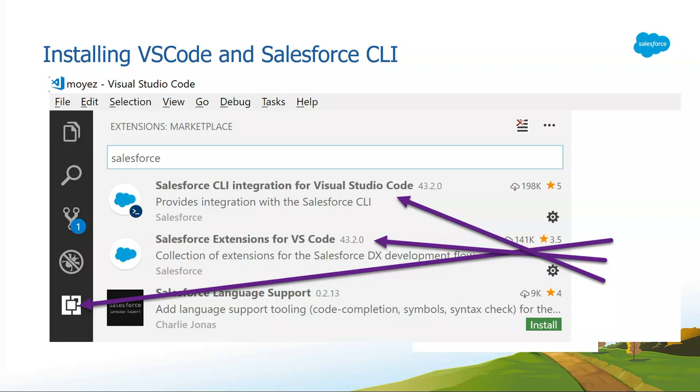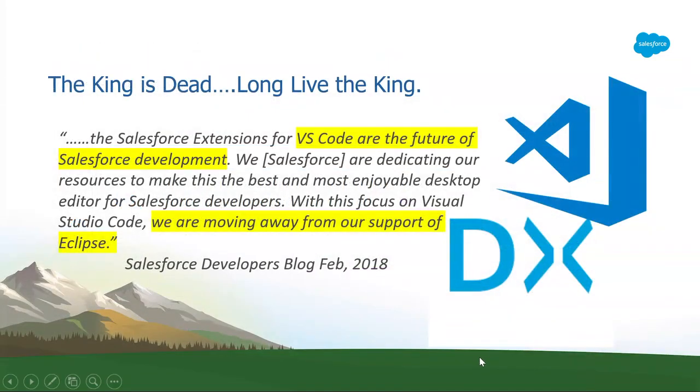Number one, selecting the Extensions tab in VS Code. Two, loading the Salesforce extensions for VS Code and Salesforce CLI integration for Visual Studio Code. Also, we think it's a great idea to load the Salesforce language support, very important, which enables code highlighting and code completion. And we always want that completed. Now, Moyes, our chief architect, will go into more about how we use those and how you can use those too.